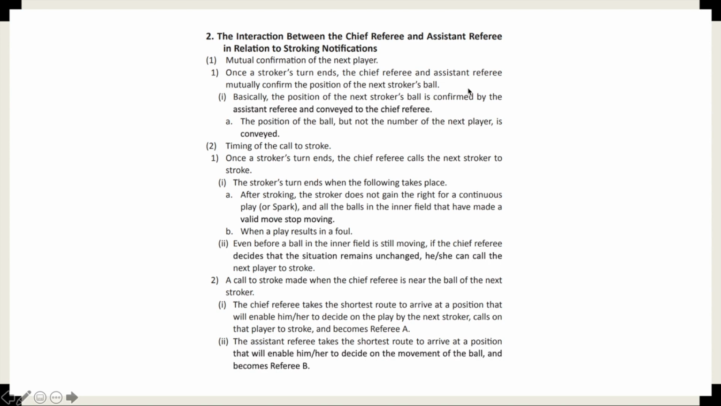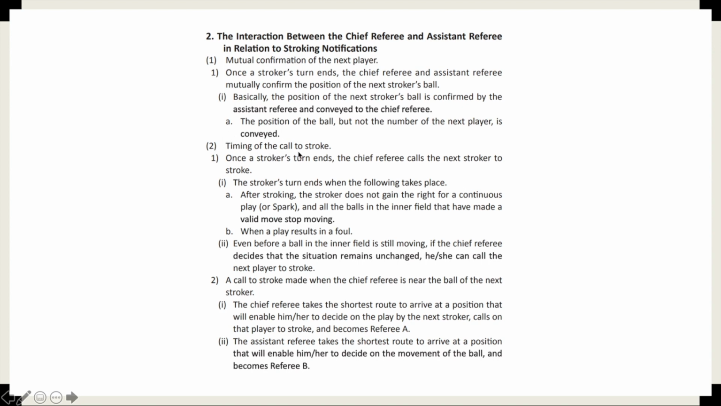That's so the chief referee doesn't have to keep looking around for it and becoming like a chicken with its head cut off, running around the court looking for the next player. Basically, the position of the next stroker's ball is confirmed by the assistant referee and conveyed to the chief referee. The position of the ball, but not the number of the next player, is conveyed. So that's really important. Just where the ball is on the court. That's all you need to know.